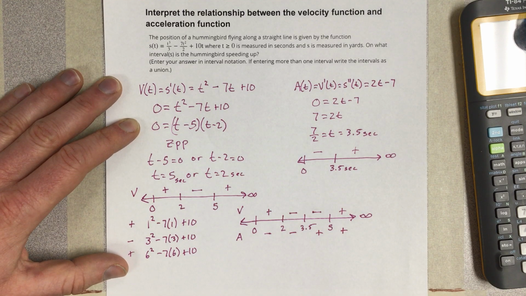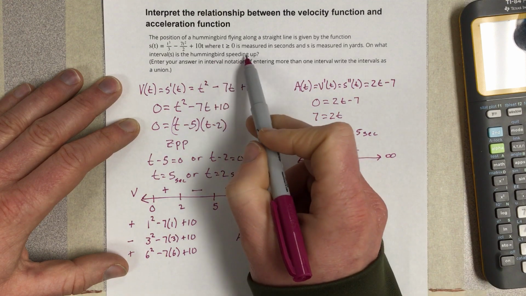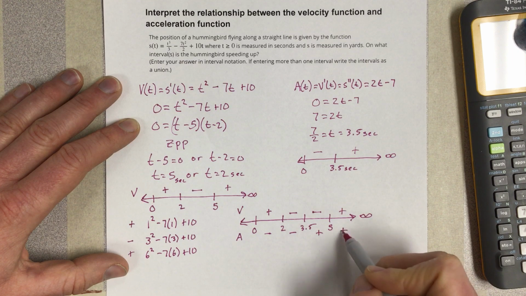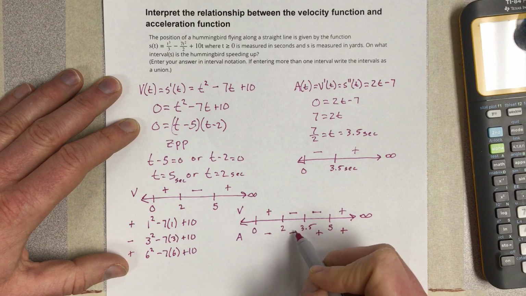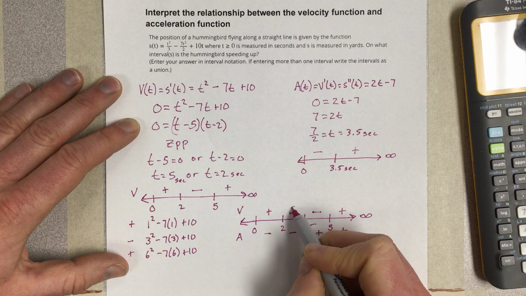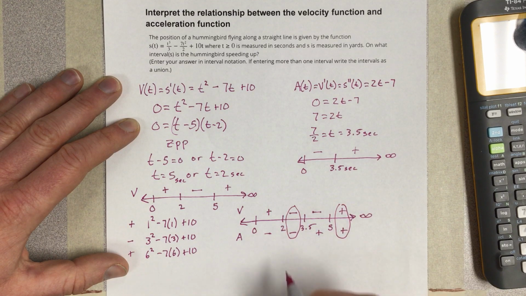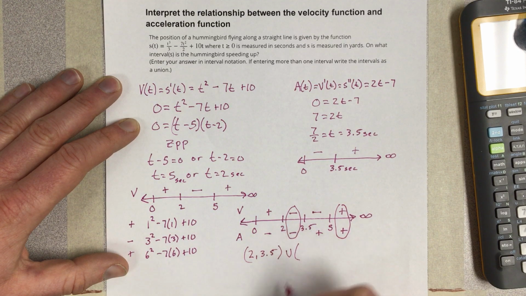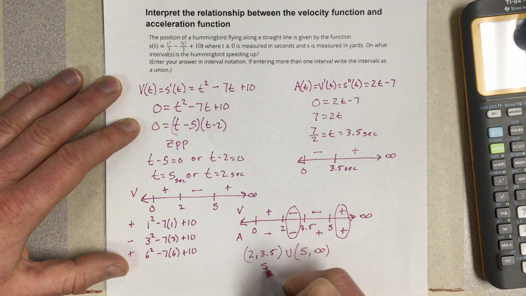And remember, I'm looking for when the hummingbird is speeding up. Well, it's speeding up when the velocity is positive and the acceleration is positive. And it's speeding up when the velocity is negative, going backwards, and the acceleration is negative. So it's speeding up in these two regions. So what we can say is that from 2 to 3.5 seconds, union 5 to infinity, the hummingbird is speeding up.